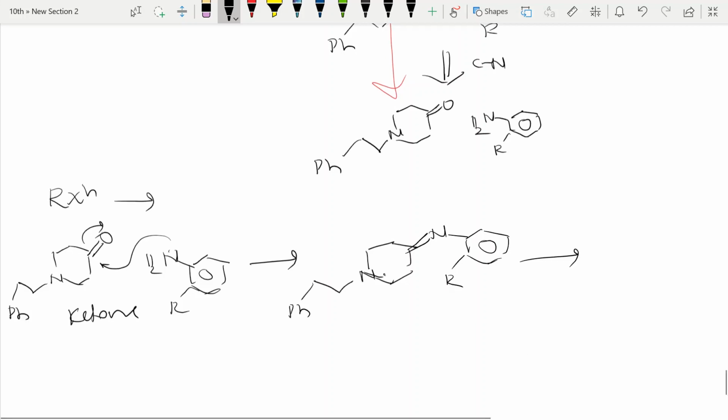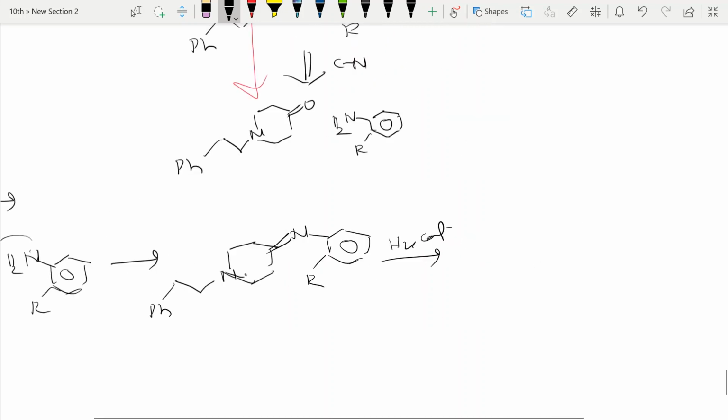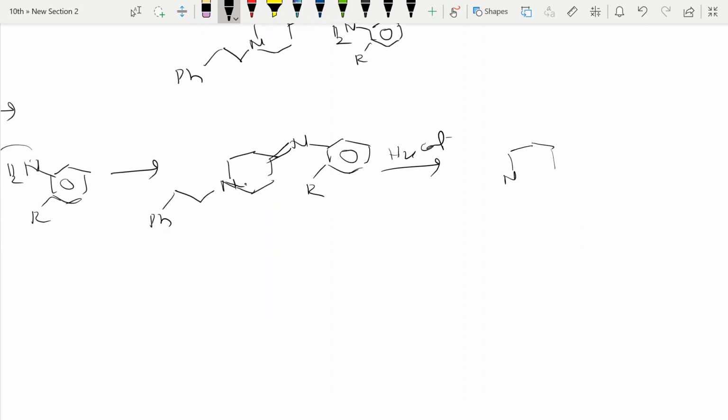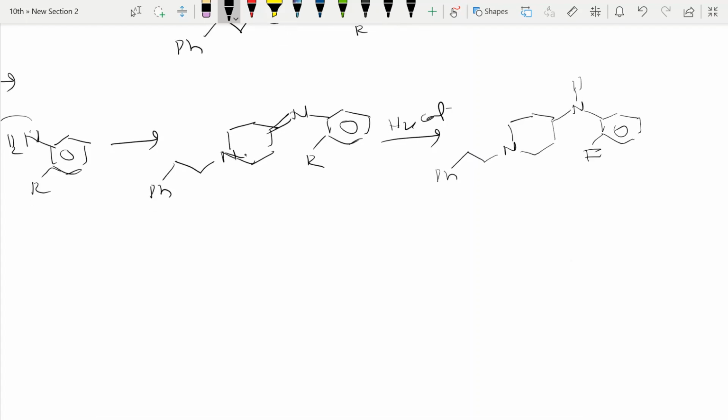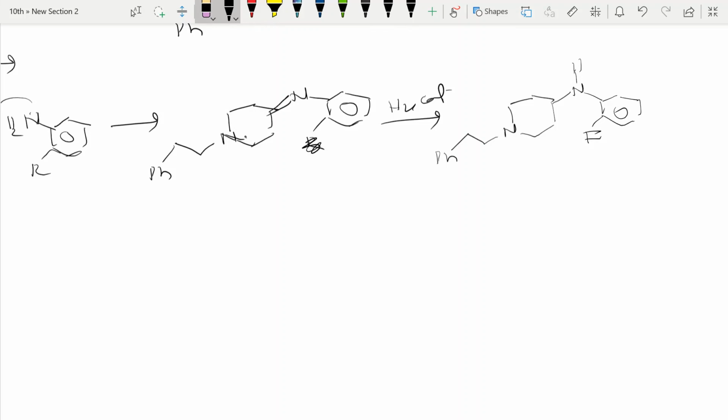So I'll add some reducing agent like hydrogen catalyzed with metal, and I can get this thing also. So here CH2CH2Ph, and here NH. Here also H is there, that is understood, you know. Now I need not show everything. Here this is fluorine, not R group, right? So I got this thing.